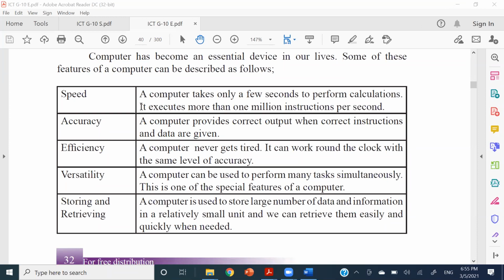Yeah, it's better you copy this down. It executes more than 1 million. Like after the word million, put a stroke and say billion. 1 million or billion instructions per second, right? So speed dash, it executes more than 1 million slash billion instructions per second.